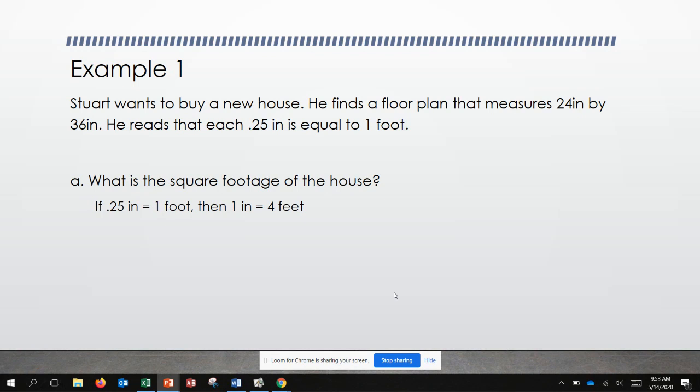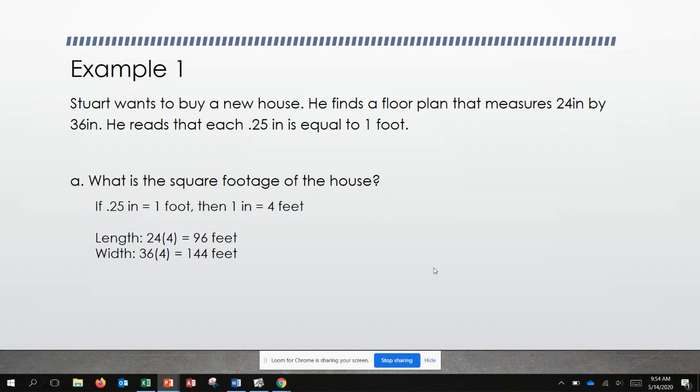What you could also do is set up a proportion. So you could say 0.25 over 1 is equal to 1 over x. And that is going to help you find that 1 inch is equal to 4 feet. And now we can follow the problem in the exact same way. Start by finding the dimensions. Well, length is our 24 inches times the 4 feet per inch, which is 96 feet. And the width is the 36 inches times the 4 feet per inch, which is 144 feet.